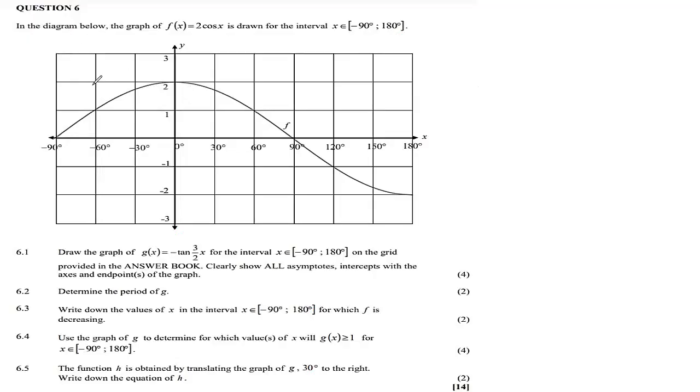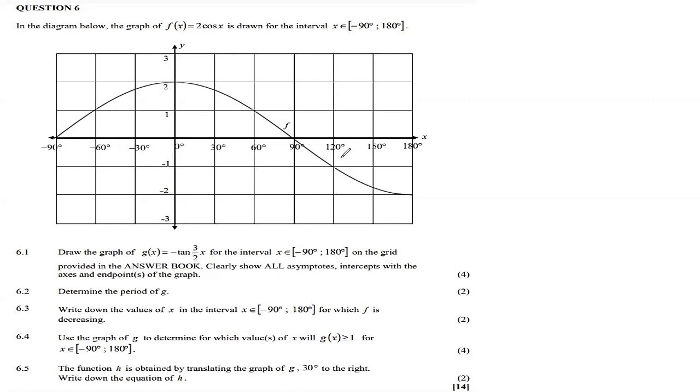Okay, so we have question 6. It says in the diagram below, the graph of f(x) = 2cos x is drawn for the interval x ∈ [-90°, 180°]. Then 6.1 says, draw the graph of g(x) = -tan(3/2 x) for the interval x ∈ [-90°, 180°] on the grid provided on the answer book, so we're just going to use this one. Clearly show all asymptotes, intercepts with the axes and endpoints of the graph.